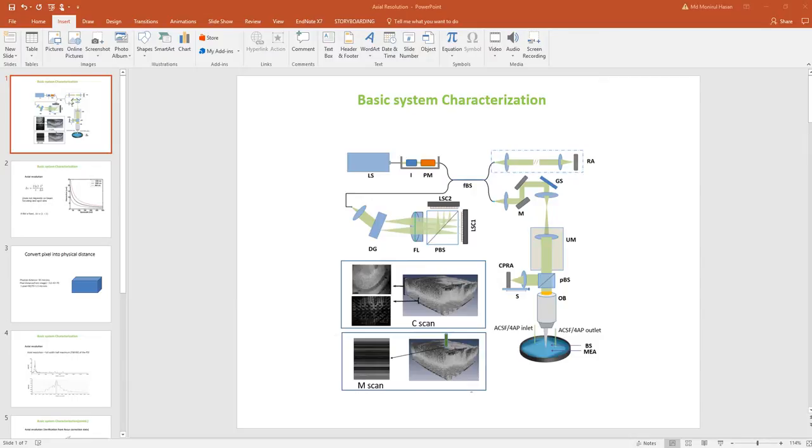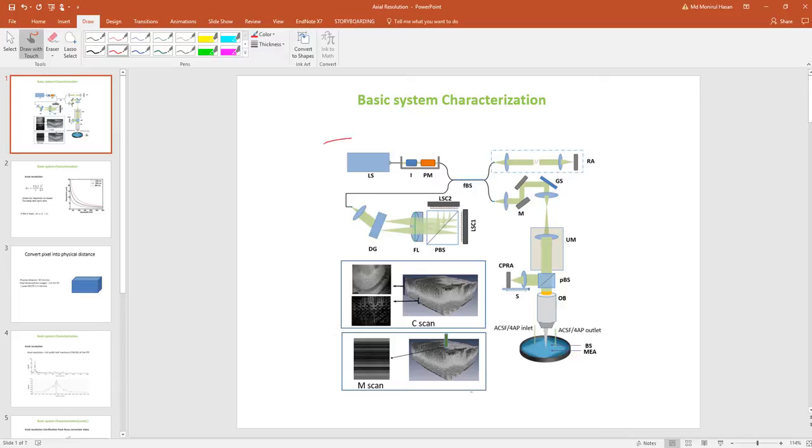Today I will talk about how we can calculate the axial resolution of our spectral domain OCT setup. We need to calculate both the axial and lateral resolution during the system characterization. So this is our OCT setup, and this is a laser.